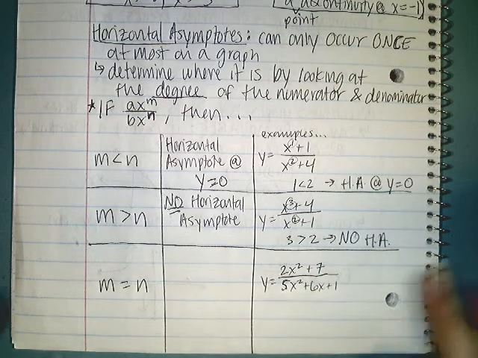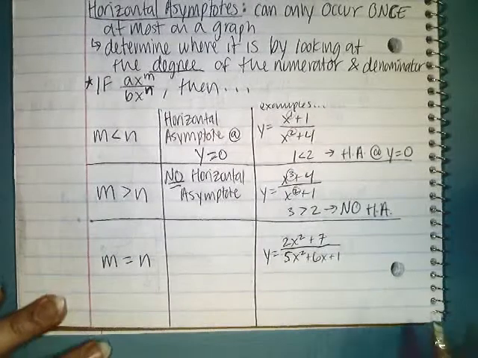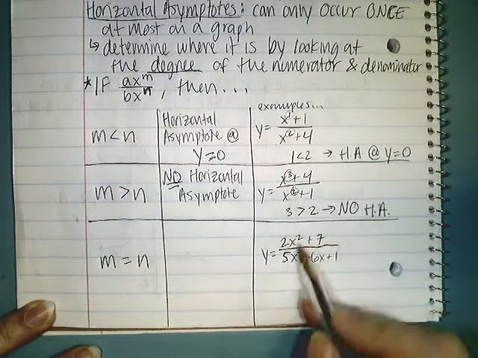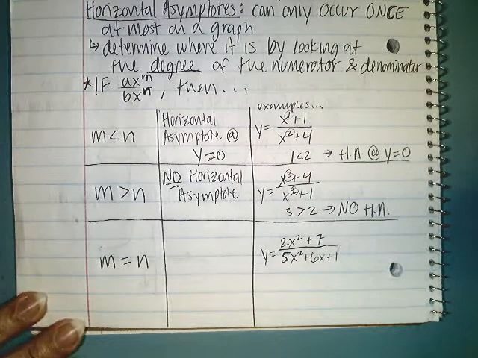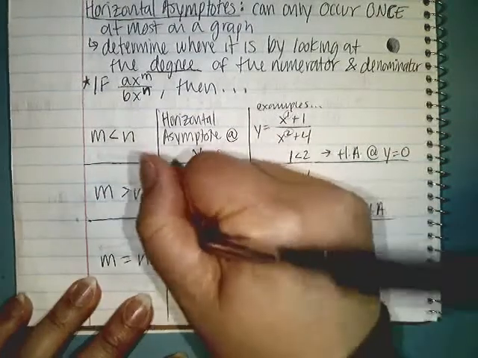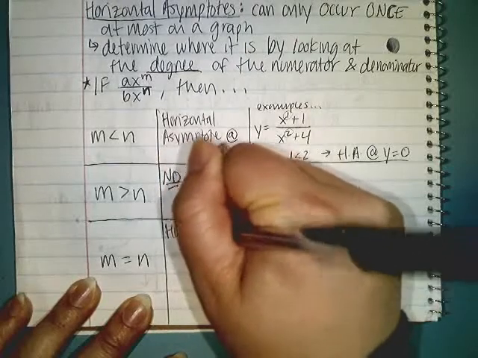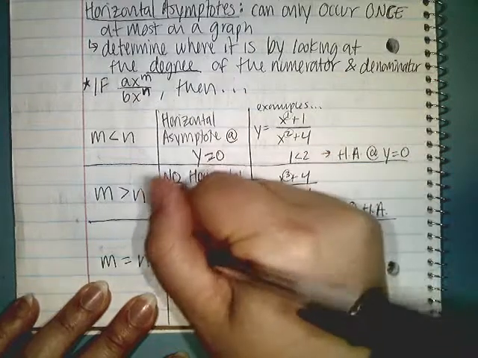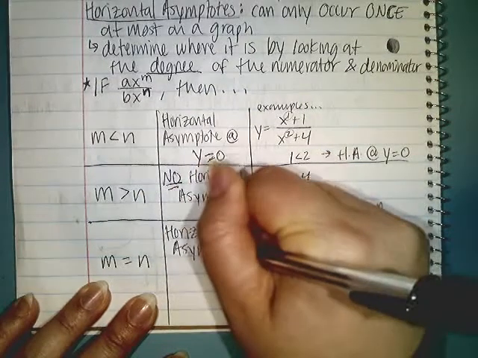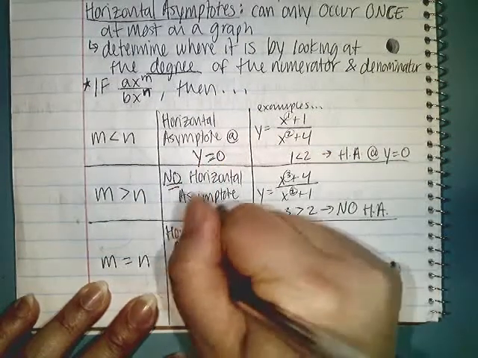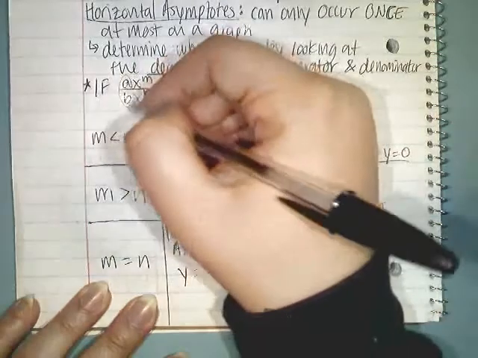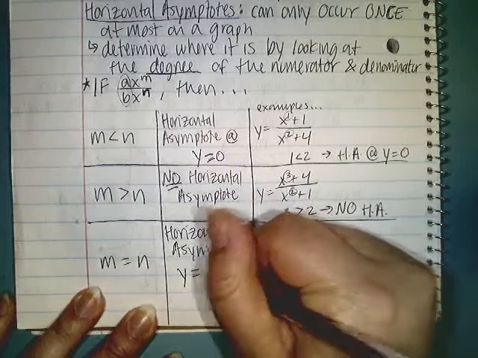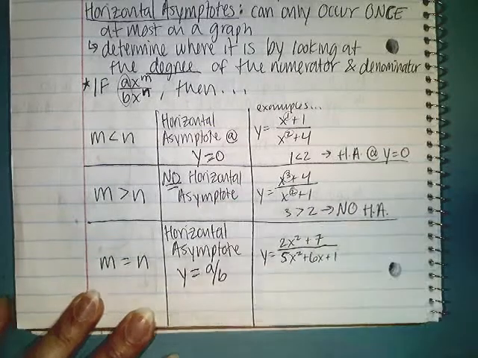Last but not least, if our degrees are equal. So in this case, I have a square over a square as the highest degree here, then the horizontal asymptote is going to be at a specific value. It's going to be at y equals the ratio of those coefficients. So that's why I put those there. It's actually going to be at y equals a over b.